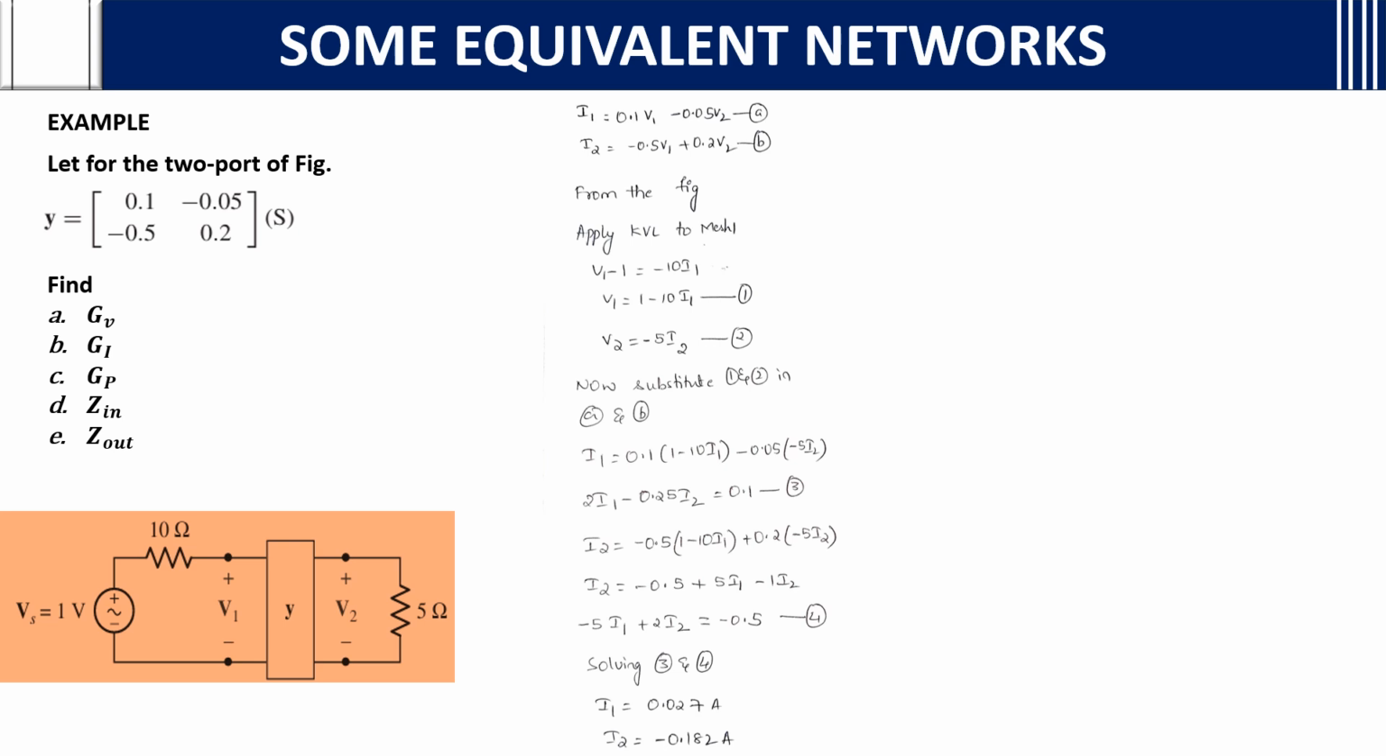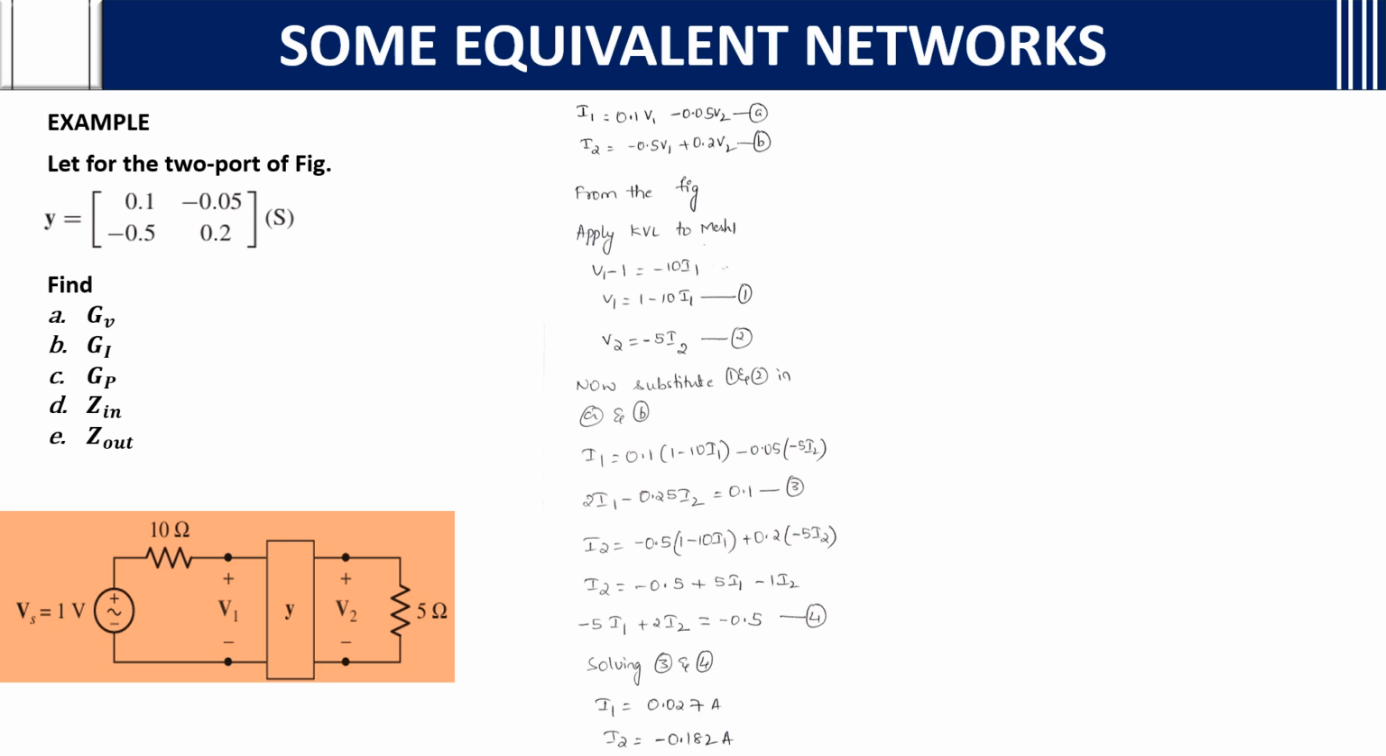After that, from the figure, we need to apply KVL to mesh 1. Consider this as mesh 1 with current I1. What you will get is V1 minus Vs, and Vs is nothing but 1. So V1 minus 1 is equal to minus 10 I1. This is the first equation.